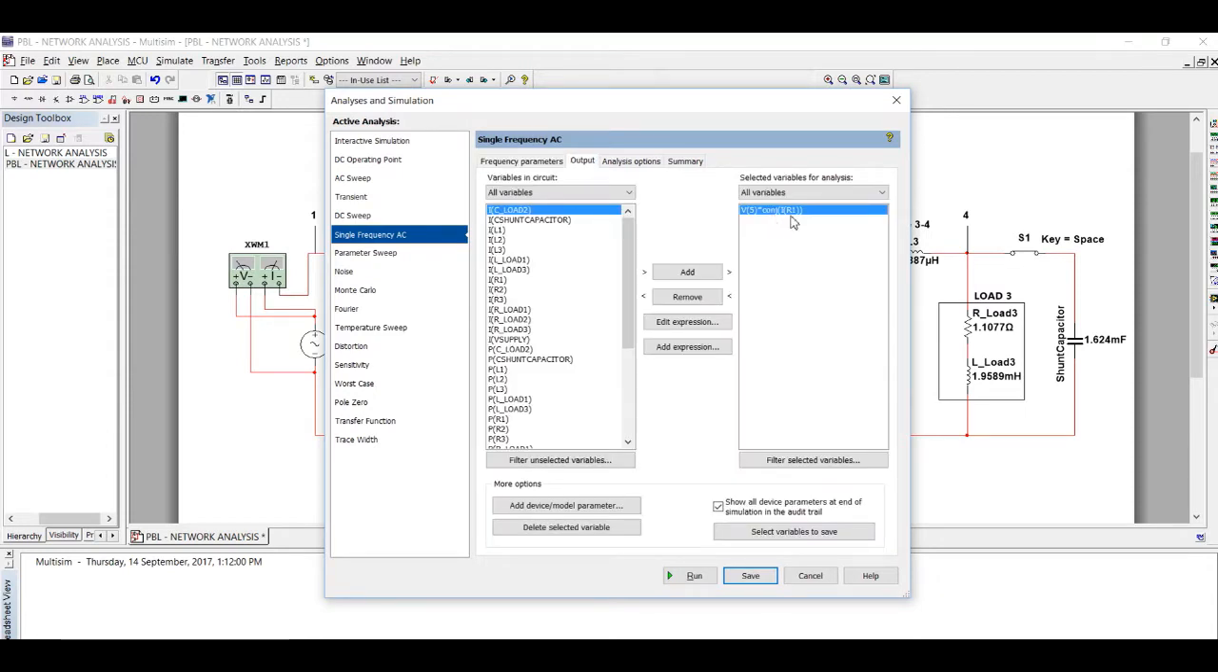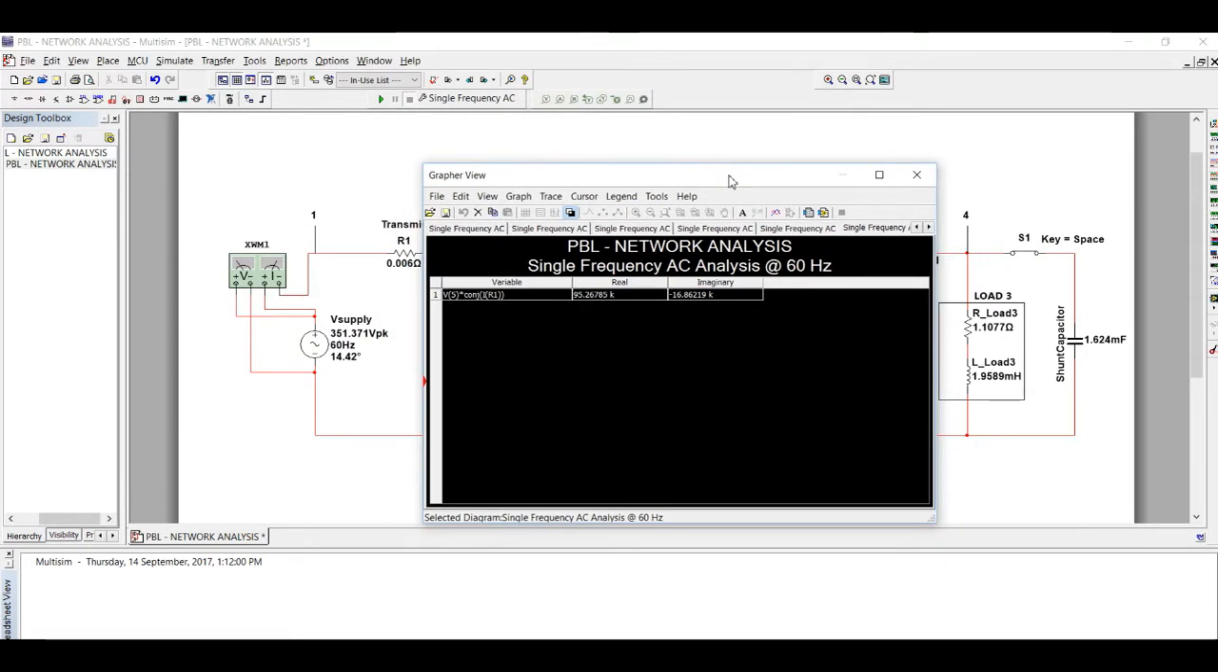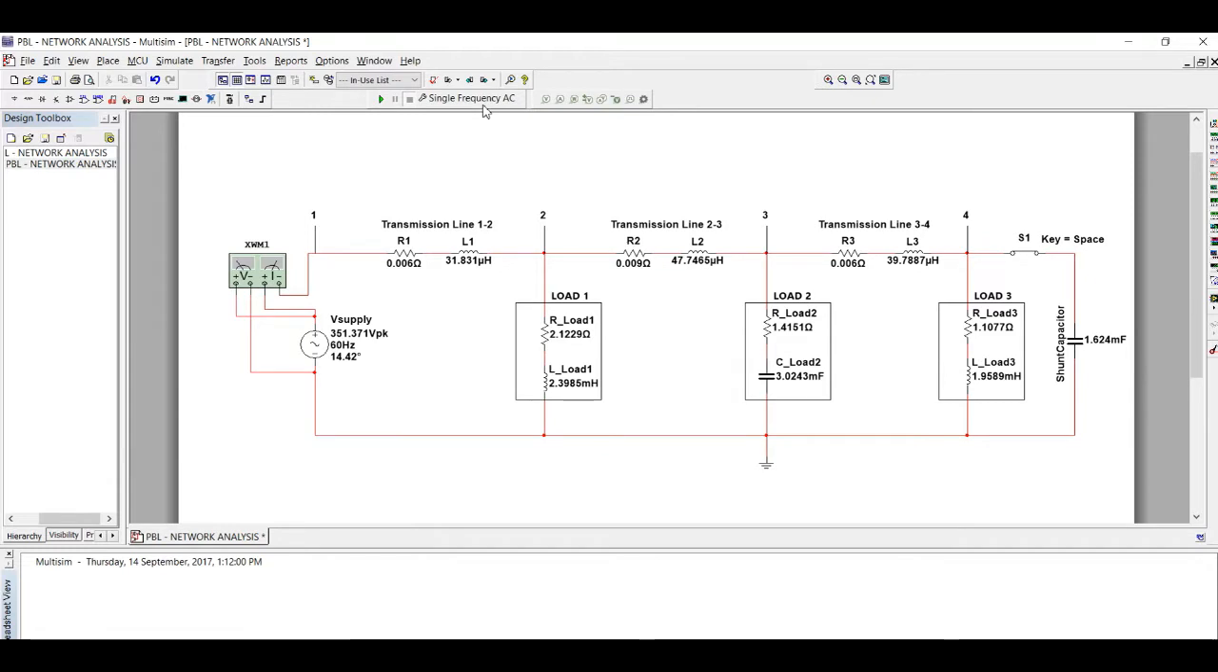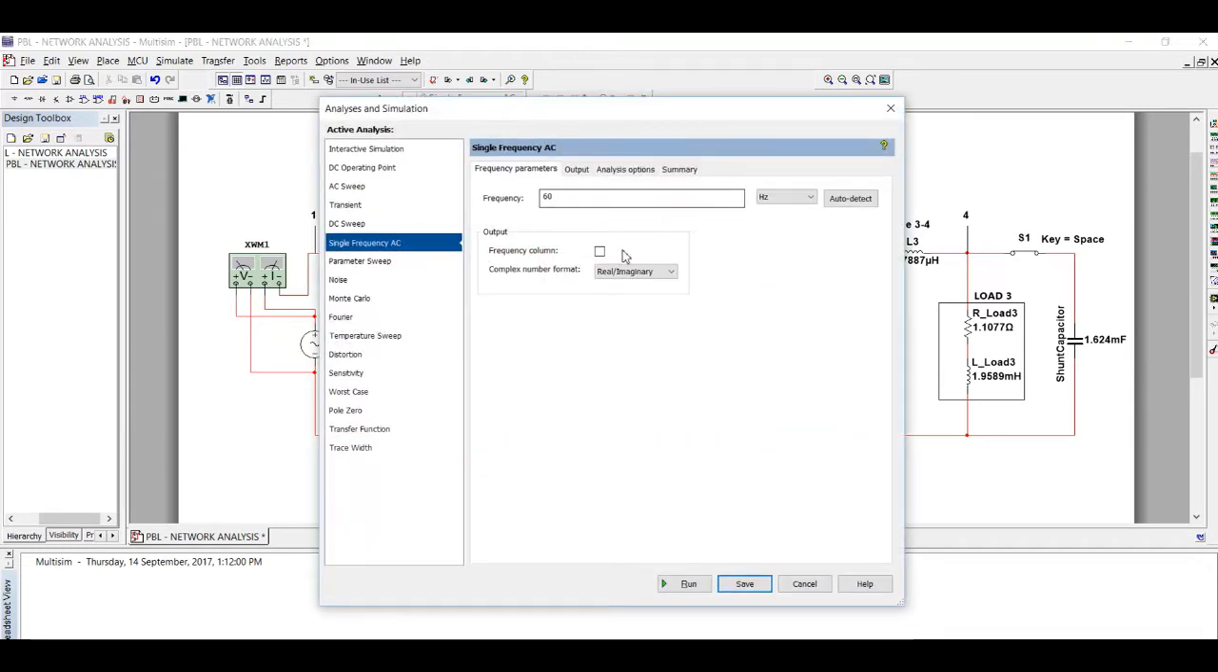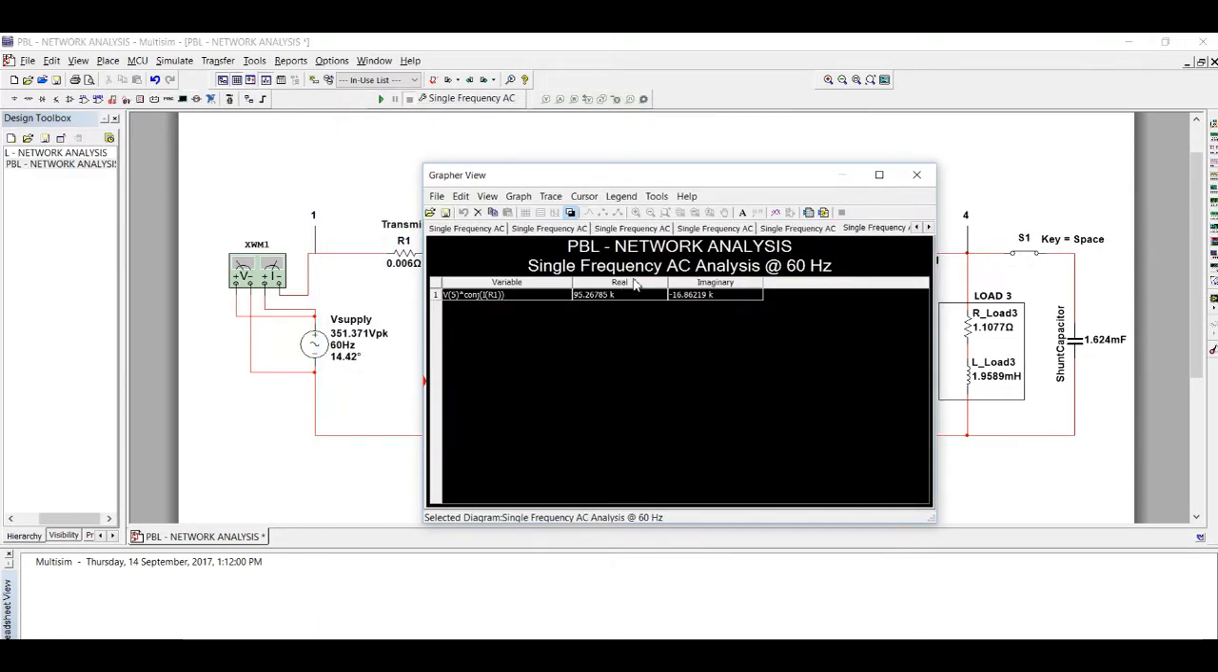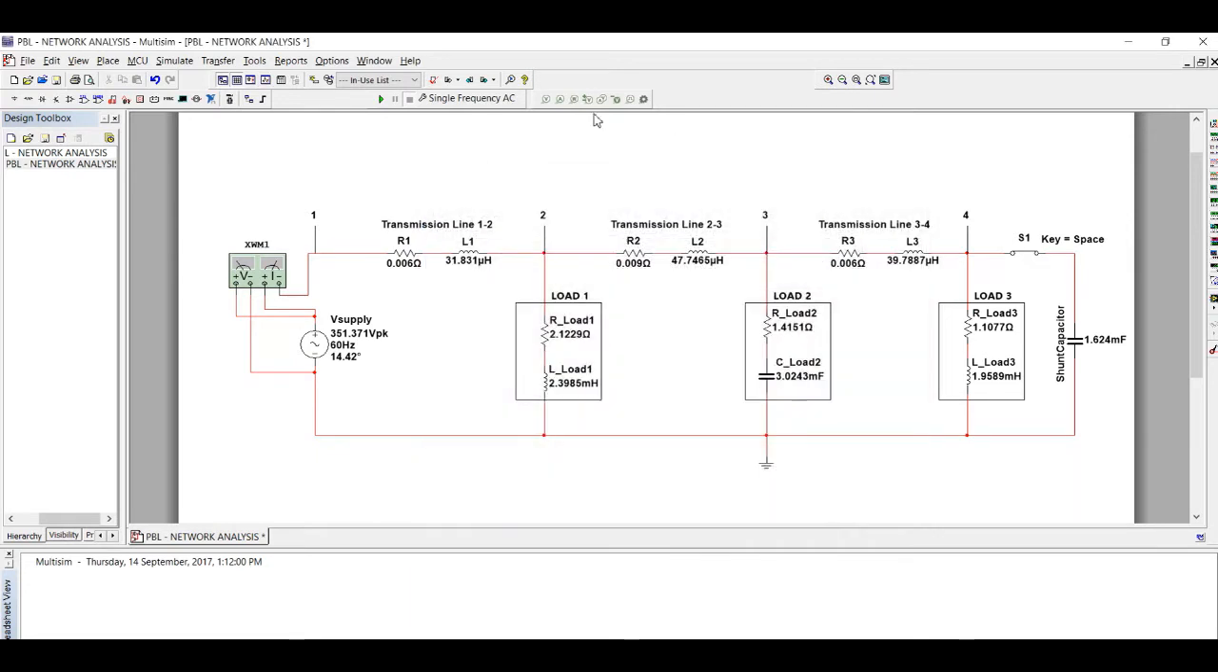So we use single frequency AC analysis, and we use real and imaginary values. At the output, we use this expression and we run the simulation, and we get the real power and the reactive power here. As you can see here, the reactive power is a negative value. Therefore, the system has changed from a lagging system to a leading system.